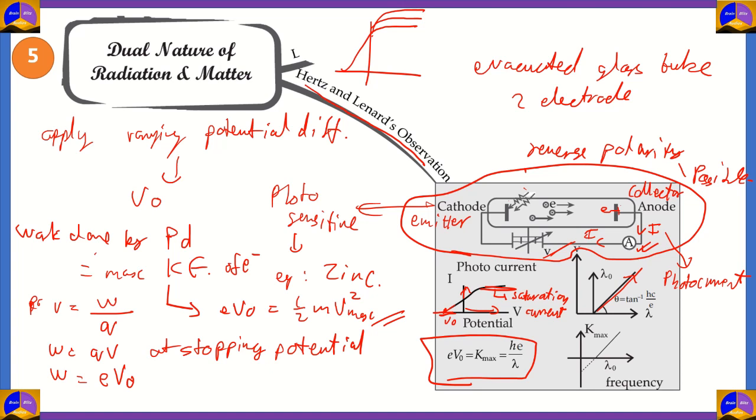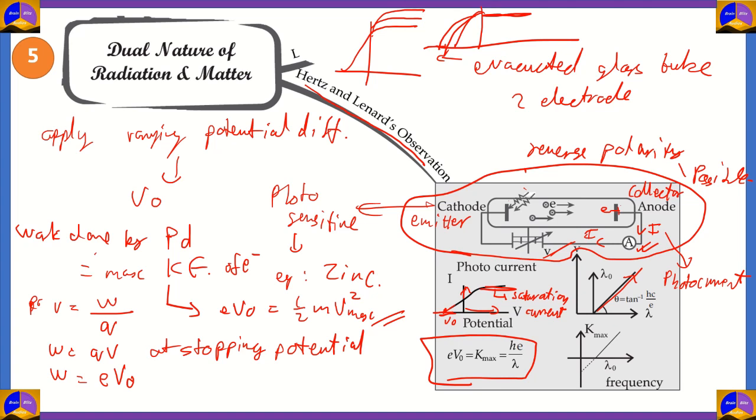The next observation is that stopping potential increases with the increase in frequency of incident light. So for a graph like this, for light of the same intensity but different frequencies, the saturation current remains the same, but the stopping potential goes more negative, so it increases in the negative direction.